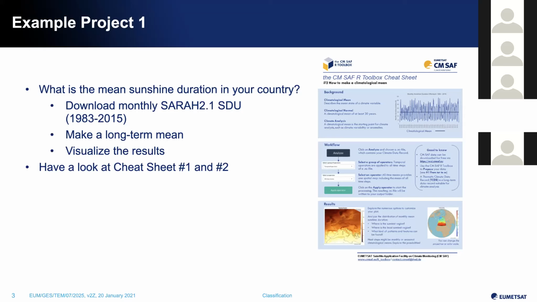Sunshine duration in your country. For this, you have to download monthly SARAH 2.1 sunshine duration data from 1983 to 2015, make a long-term mean, and then visualize the results. For this, you can have a look at cheat sheet number 1 and 2.